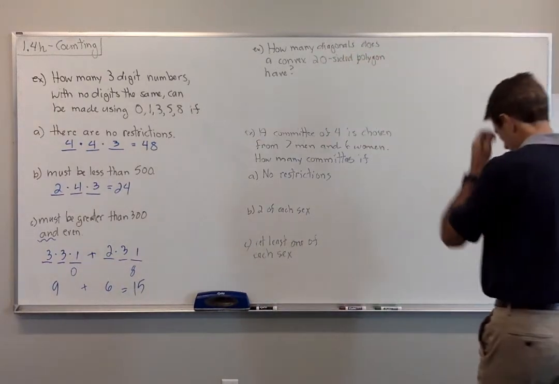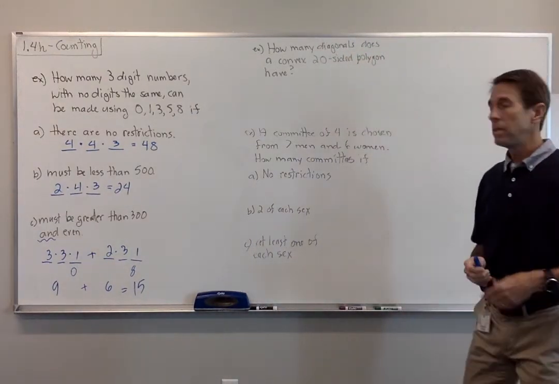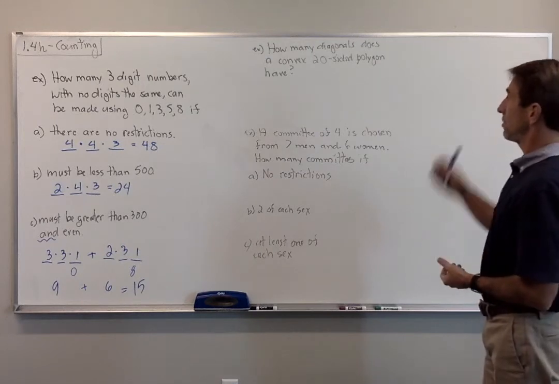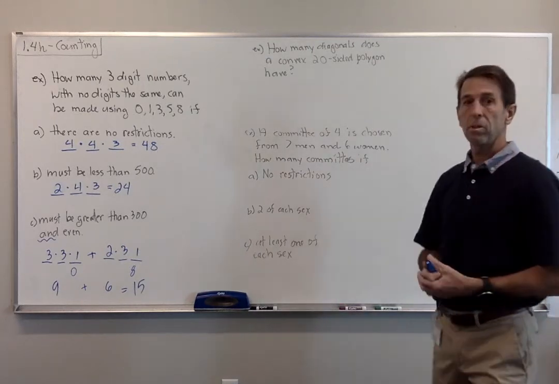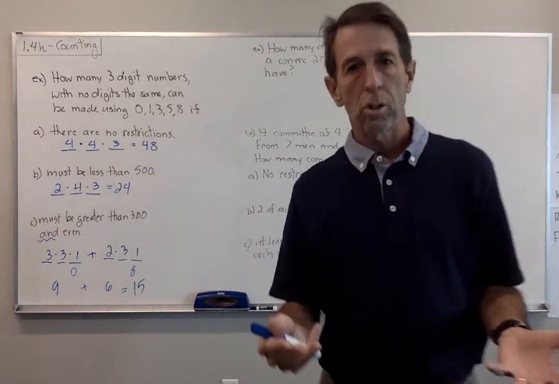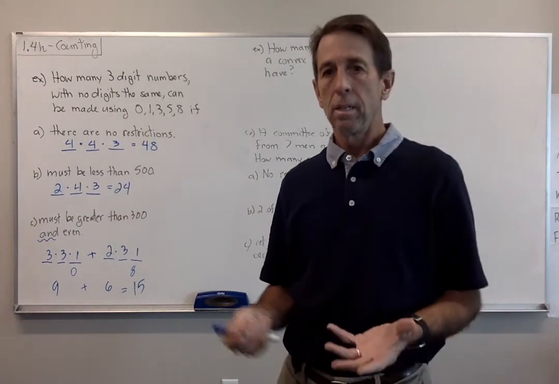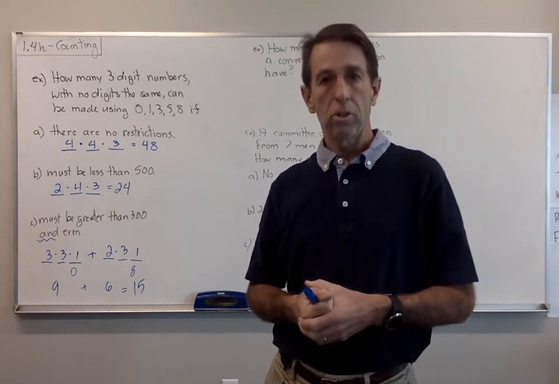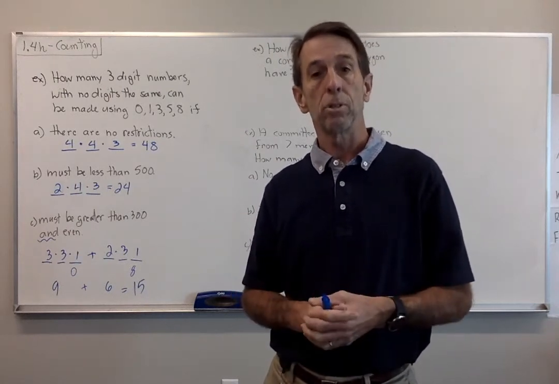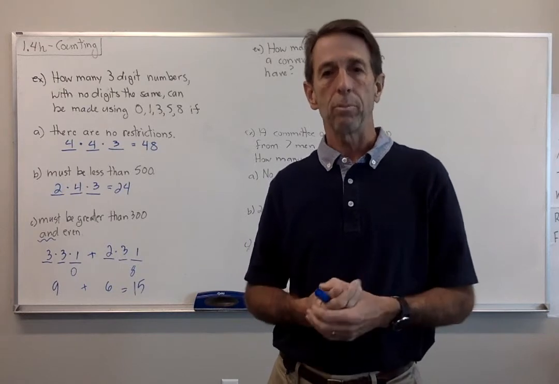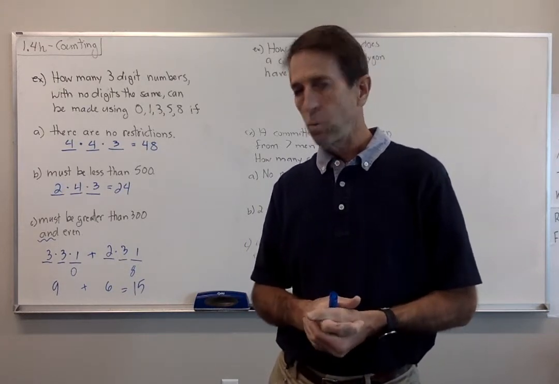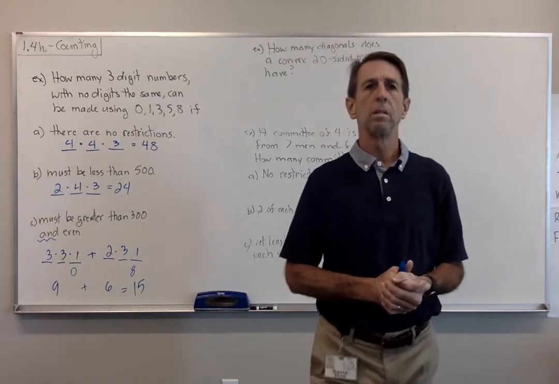On to the next, more of a geometry-based one. We want to find out how many diagonals a convex 20-sided polygon has. Well, of course, you could draw a 20-sided polygon and connect all the vertices, and find out how many diagonals there would be. That wouldn't be impossible. It just might take a while, and you'd have to worry about counting them. So we want to come up with a mechanism to do that.